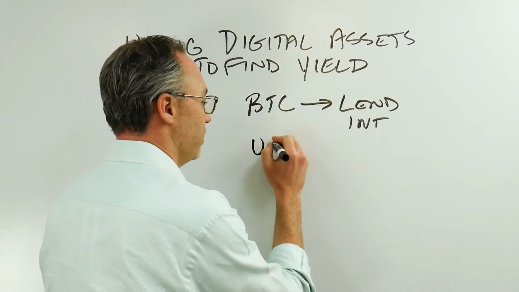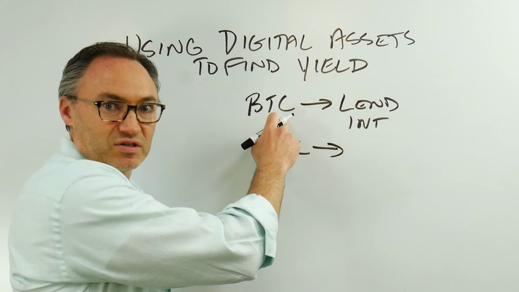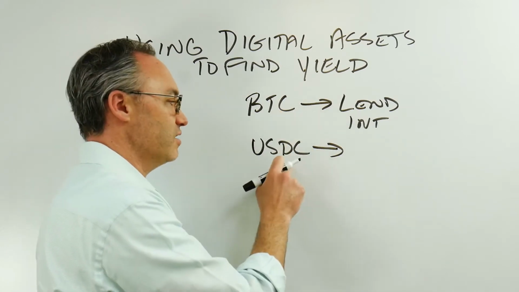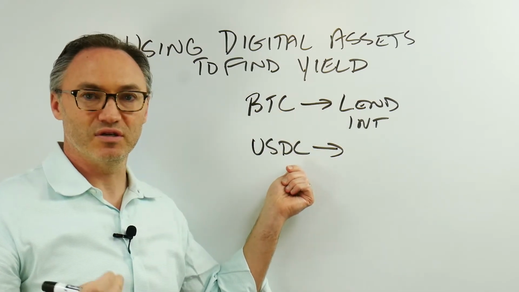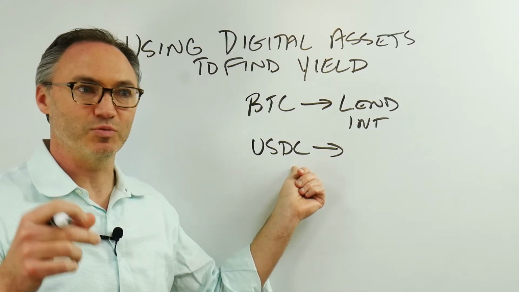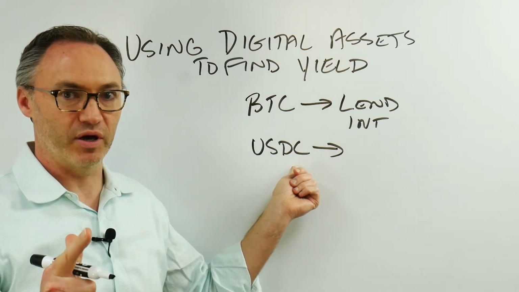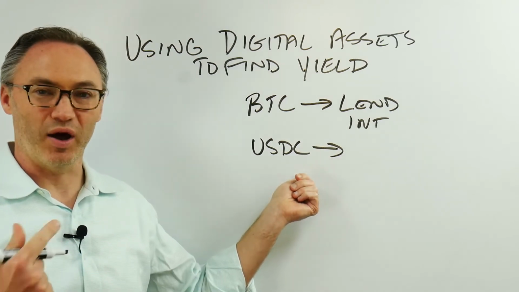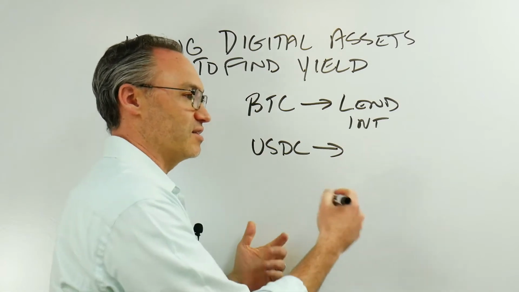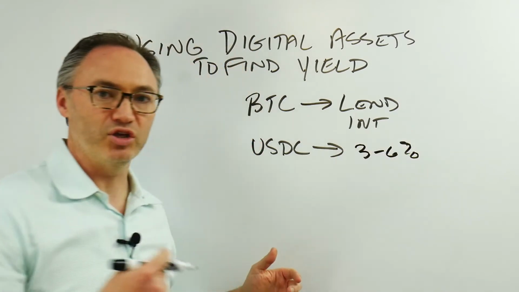Okay, if I'm not as comfortable with the price of Bitcoin, because this obviously has some volatility to it, I can take USDC. USDC is US dollar coin. Every USDC token is backed by $1. There's $1 in the bank, audited every month, for every USDC. So I can go buy USDC and lend that out. And I might be able to get 3 to 6% on my USDC.